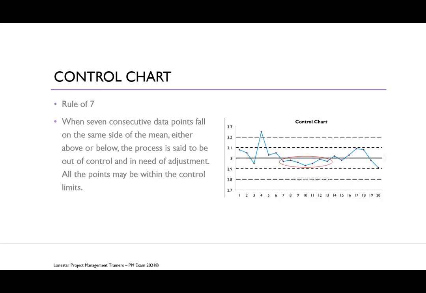Our control chart: when you think about control charts, think about that rule of 7. When 7 consecutive data points fall on the same side of the mean, either above or below, the process is said to be out of control and in need of adjustment. All the points may be within the control limits.